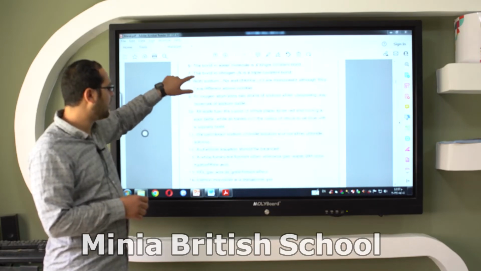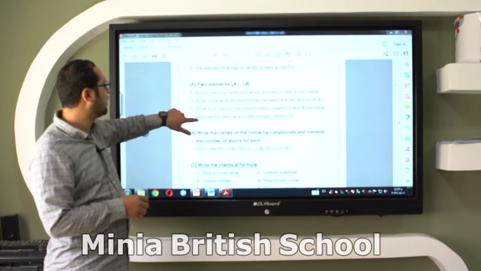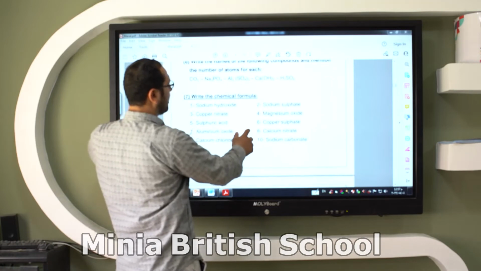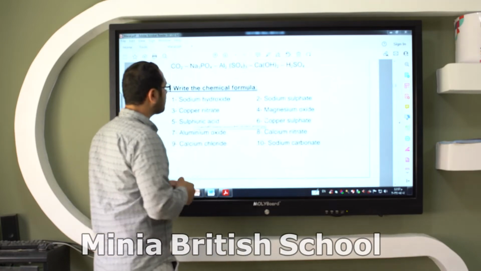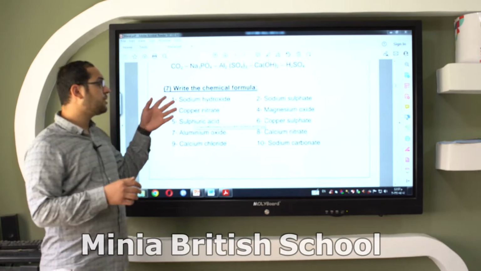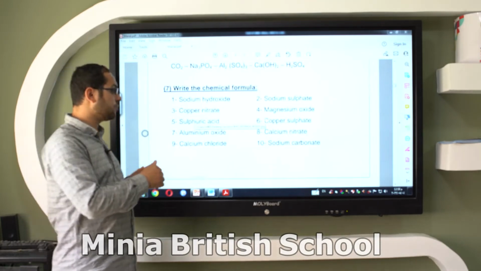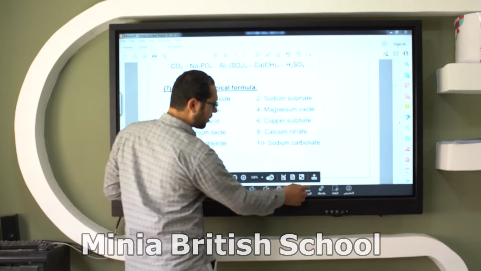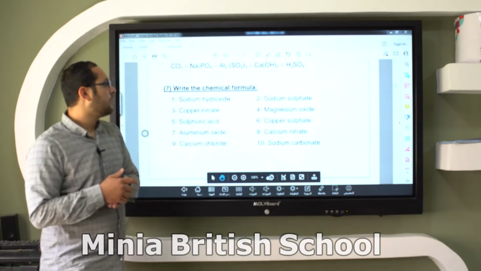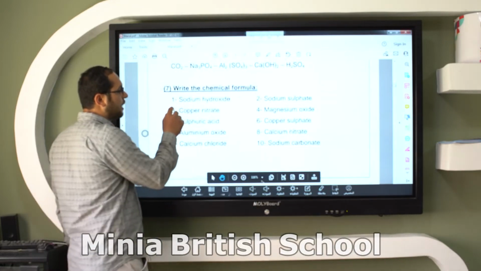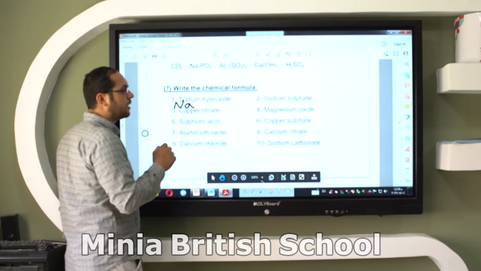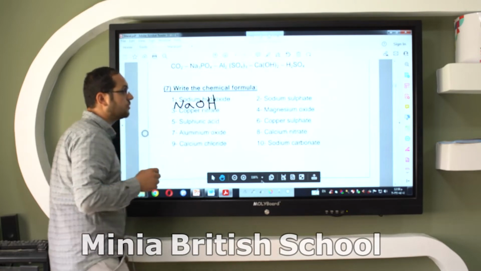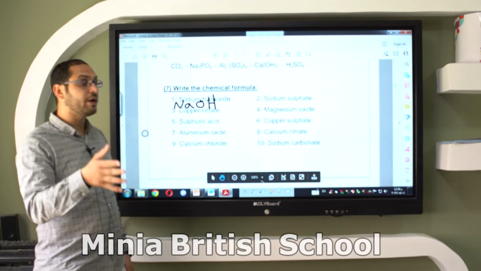Okay, let's move on to write the chemical formula. Number 1, sodium hydroxide. What is the symbol of sodium? Sodium is Na, and hydroxide is OH. So the chemical formula of sodium hydroxide is NaOH.